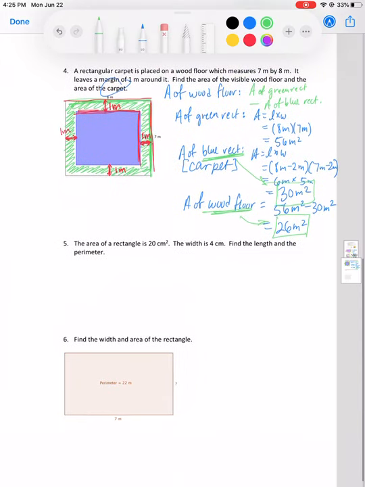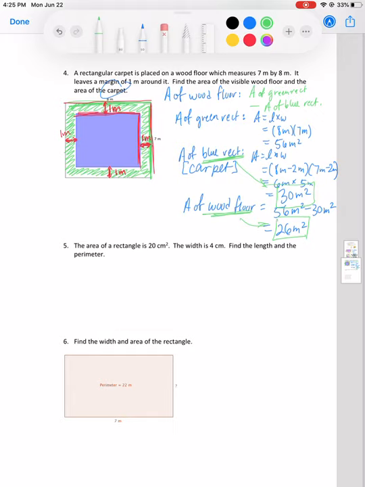For number 5, the area of a rectangle is 20 centimeters squared. The width is 4 centimeters. Find the length and the perimeter. So if an area is equal to 20 centimeters squared, we know that the area is also equal to length times width. If the width is 4 centimeters, let's go back up there, because we can just put 20 centimeters squared in for the area here, and put length times width here.